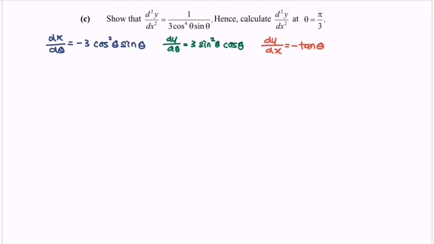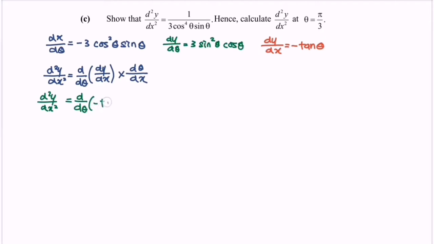So first, in order to find the second derivative for the parametric situation, we need to write down the formula, where the second derivative is equal to differentiating dy dx with respect to theta multiplied with d theta dx. So first, kindly follow the instruction where the second derivative is equal to differentiating negative tangent theta, then followed by multiplying with d theta dx, where we will have 1 over negative 3 cos squared theta multiplied with sine theta.